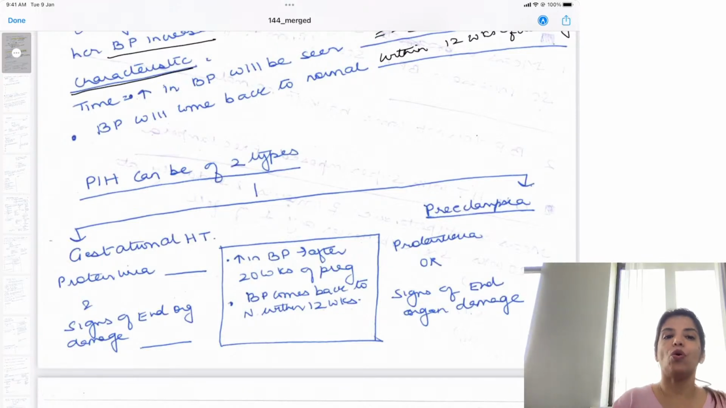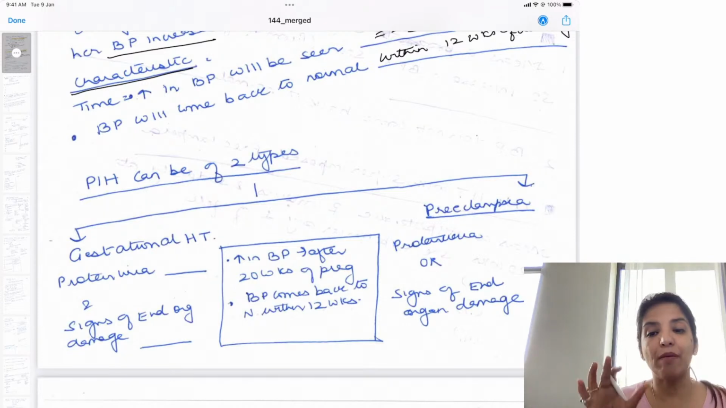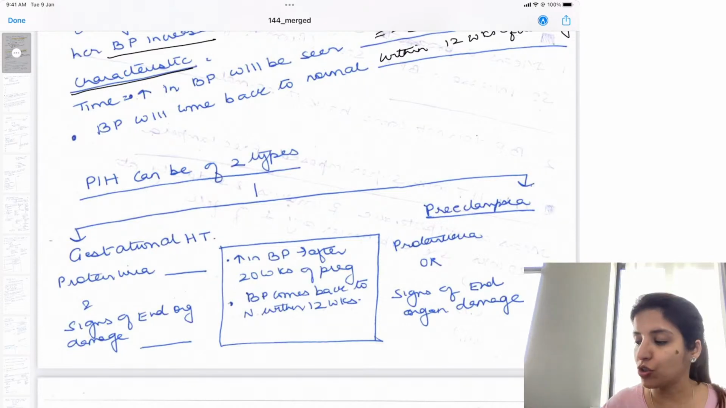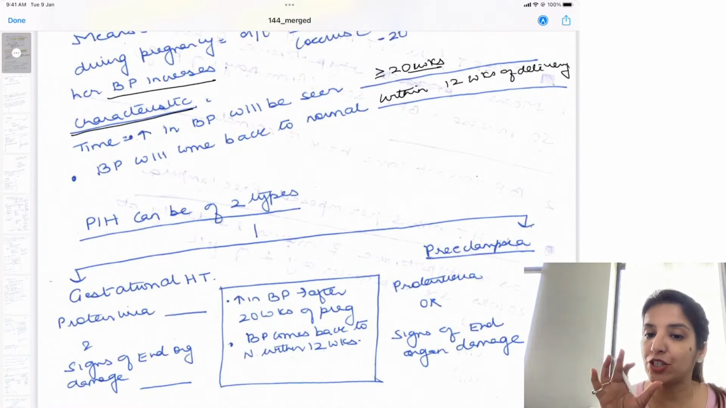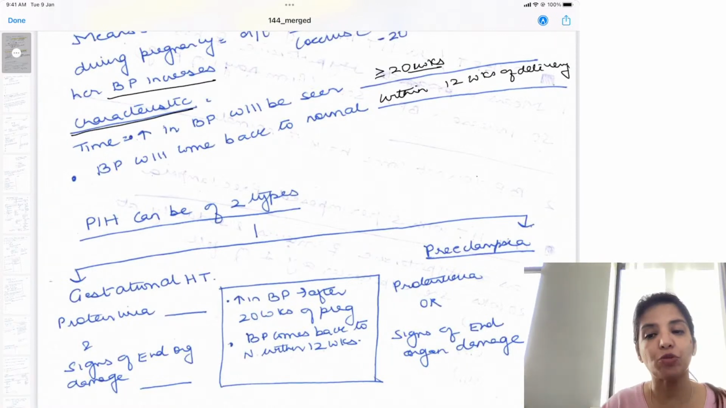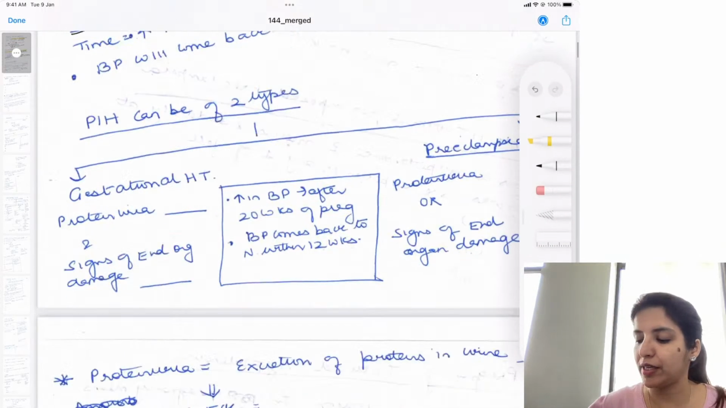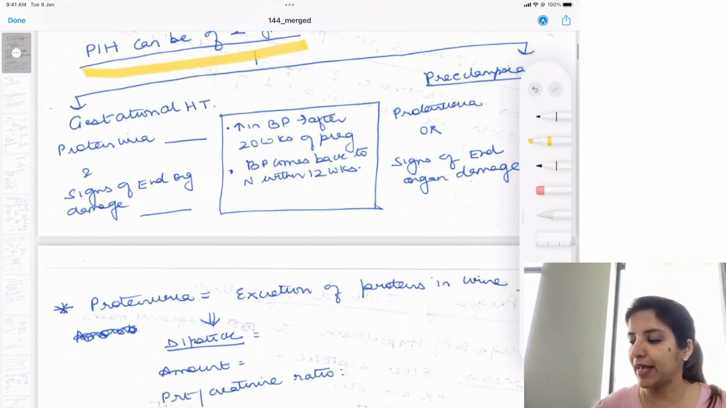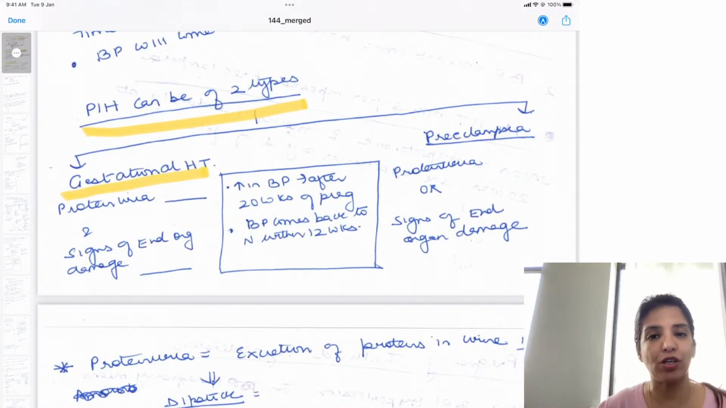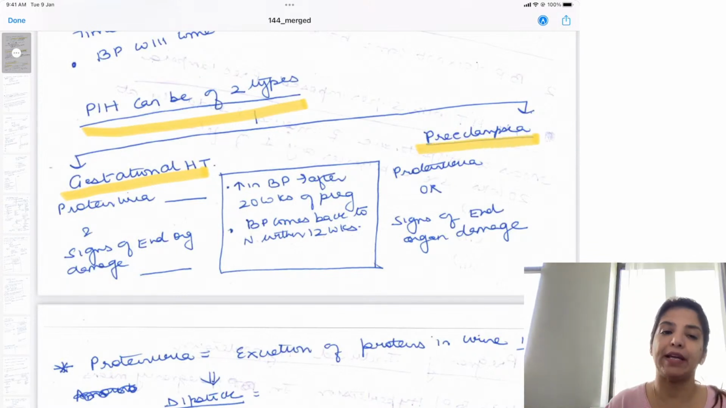Clear? So pregnancy-induced hypertension means that there is some problem in the placenta because of which the patient's BP is becoming high, and this problem happens around 18 to 20 weeks of pregnancy. And so the increase in BP is going to be seen after 20 weeks, and once delivery happens, within 12 weeks of delivery, BP comes back to normal. Now this pregnancy-induced hypertension can be of two types. It can be gestational hypertension or it could be pre-eclampsia.